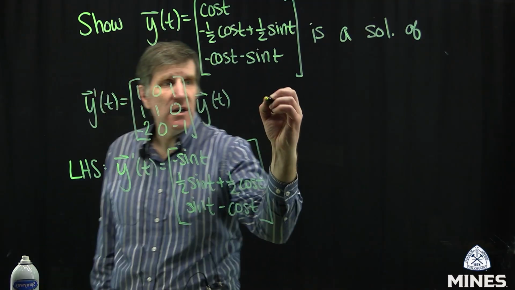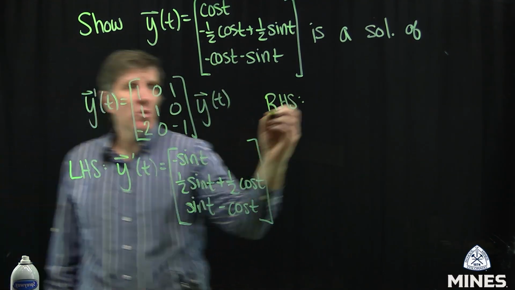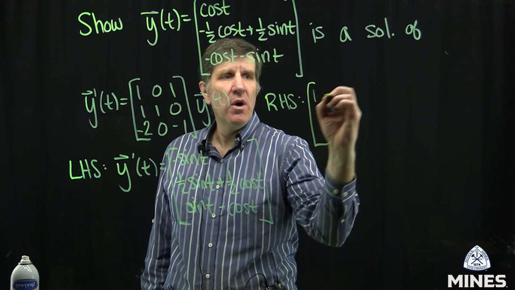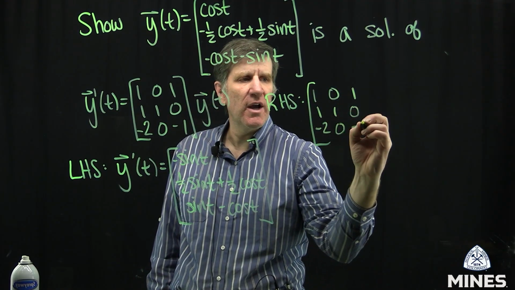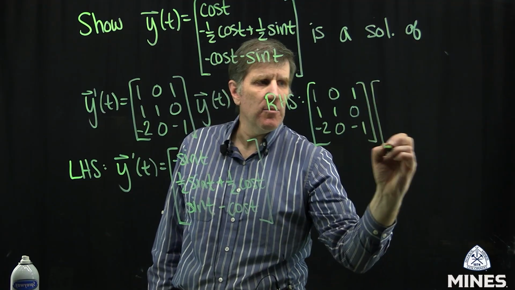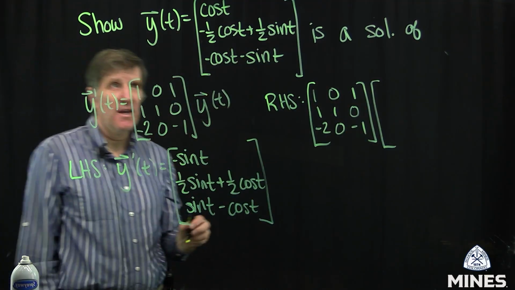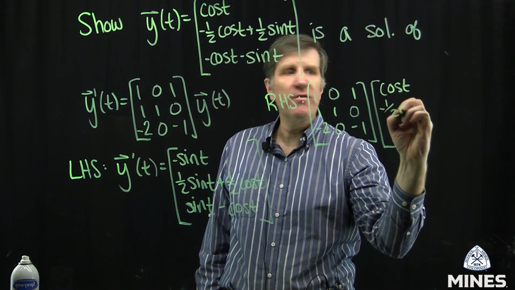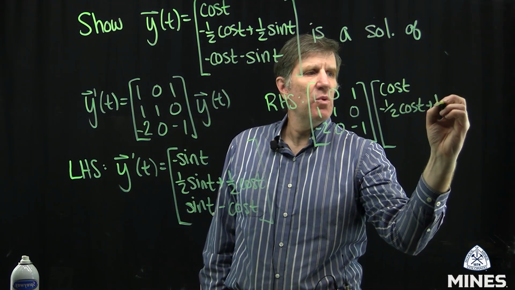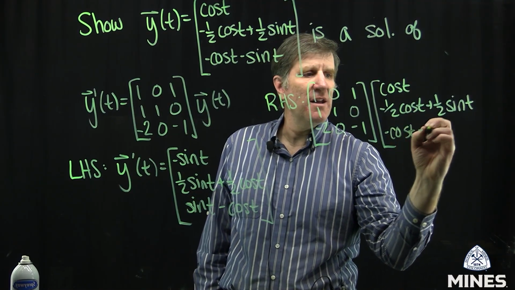That's the left-hand side. For the right-hand side, it's matrix multiplication. We want to see 1, 0, 1, 1, 1, 0, negative 2, 0, negative 1, times y, right? It's A times y for the right-hand side. So times cosine of t, minus 1/2 cosine of t plus 1/2 sine of t, minus cosine of t minus sine of t.